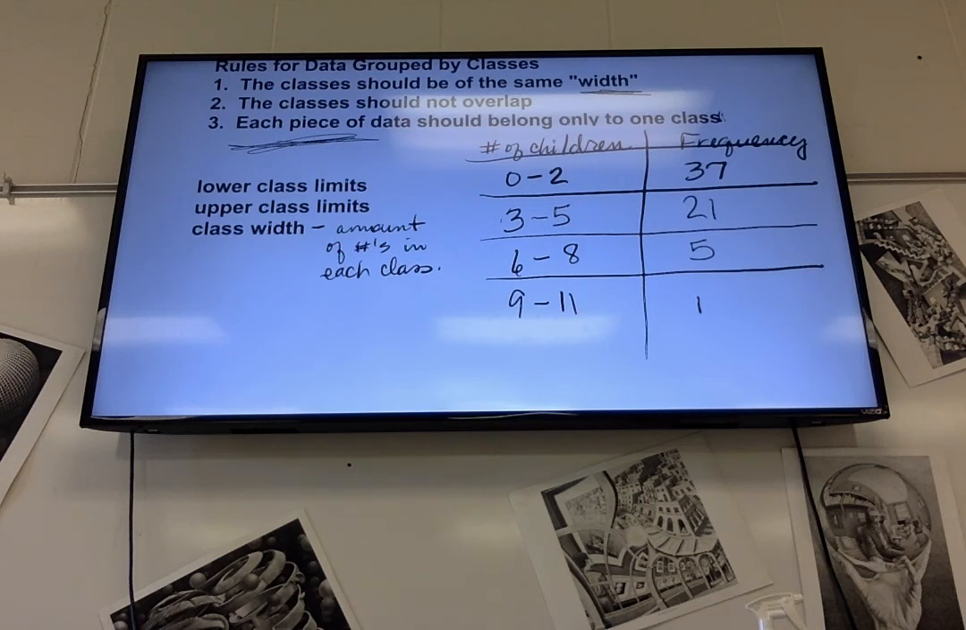Lower class limits are these first numbers. Oh, it's not letting me highlight them. It's these first numbers. Those are my lower class limits. On the first one we didn't really have a lower and an upper class limit because it was just one number. But if it's more than one number, the lower number is obviously the lower class limit. And the higher number is going to be the upper class limit.